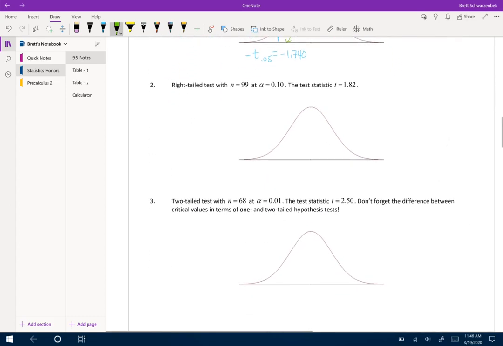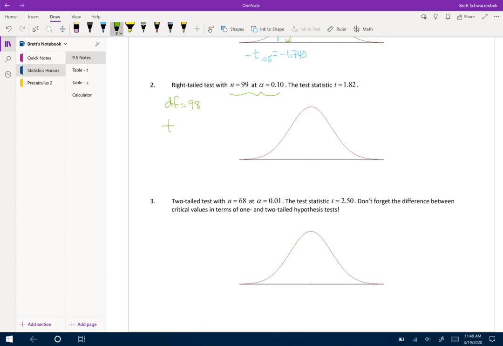Okay, let's move on. So let's say we have a right-tailed test. We have n is 99, alpha is 0.10. We can deal with the test statistic later because that's what we use for our decision making. So let's set this up. The degrees of freedom is going to be 1 less than n, which is going to be 98.